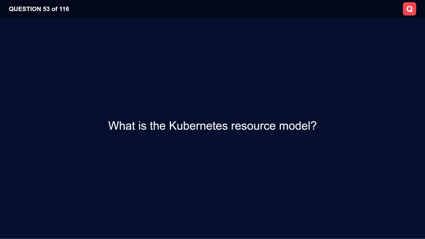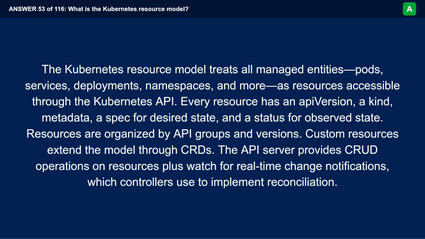What is the Kubernetes resource model? The Kubernetes resource model treats all managed entities, pods, services, deployments, namespaces, and more, as resources accessible through the Kubernetes API. Every resource has an API version, a kind, metadata, a spec for desired state, and a status for observed state. Resources are organized by API groups and versions. Custom resources extend the model through CRDs. The API server provides CRUD operations on resources plus watch for real-time change notifications, which controllers use to implement reconciliation.